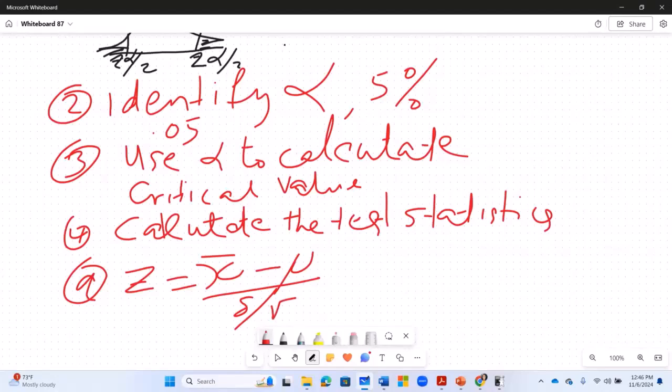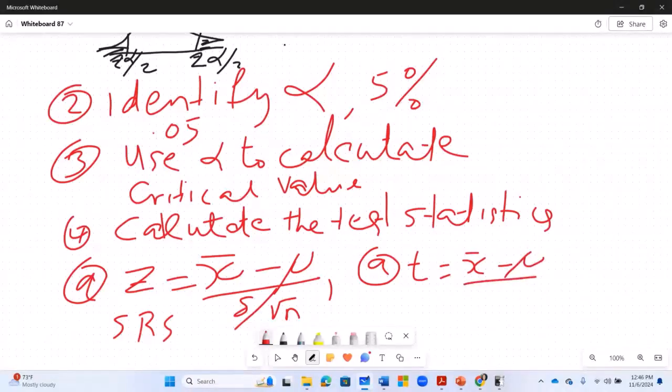But majority of the time, we don't actually have the mean, so we will divide by square root of sample size, provided that we have a simple random sample. So if it is a t-test, then we say t is equal to x bar minus mean over standard error for t, small sample, divided by square root of sample size.